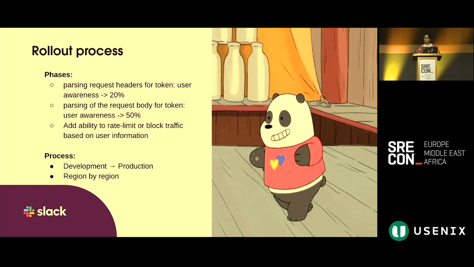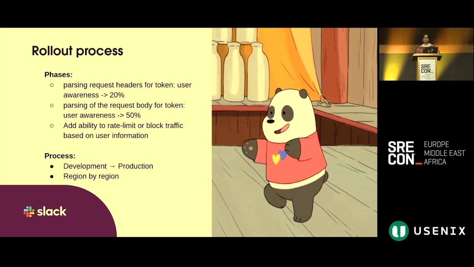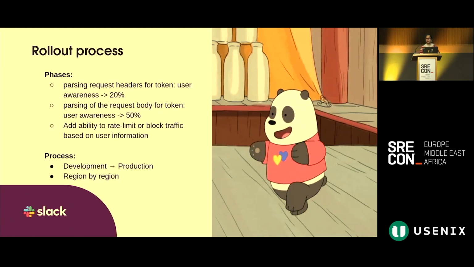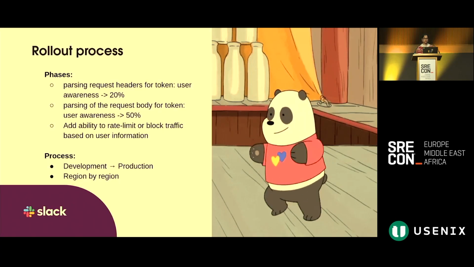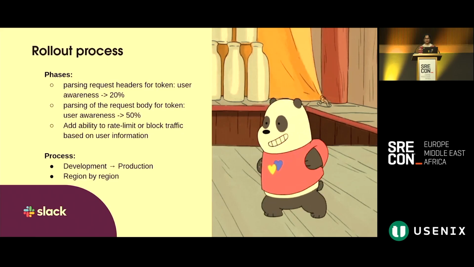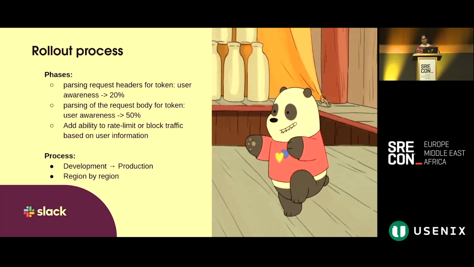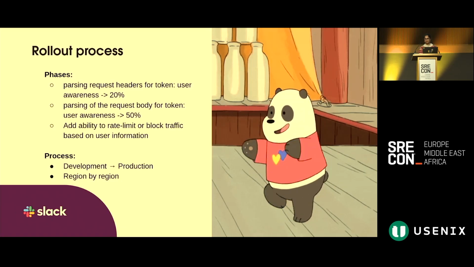We did the rollout in multiple stages, obviously. First, the auth service only checked the request. This was the first phase, where it only checked for the token in request headers. Most commonly the authorization header, but it's never that simple.